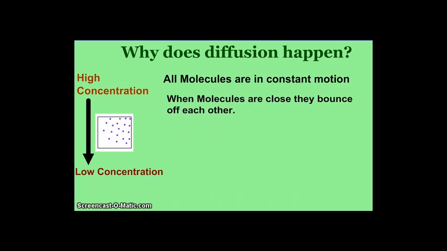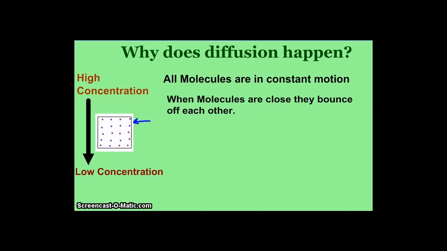When molecules are close together, they are going to be bouncing off each other. And this makes sense. As you're closer together, you're more likely to run into another molecule and then be pushed away from each other. The farther apart you are, the less likely you are to run into each other. So again, as we see in this demonstration, these molecules are more likely to run into each other when they're in this upper right-hand corner, causing them to, over time, spread out and take up most of the space.